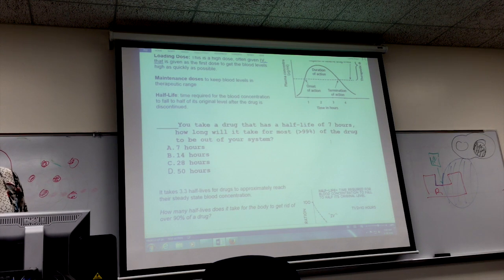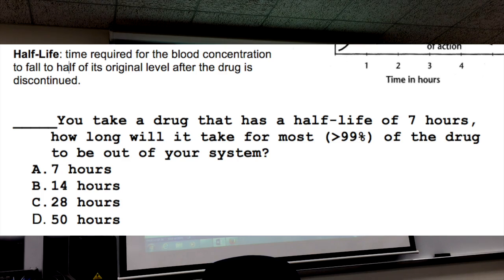I'm going to come back to bioavailability in a second, but I want to talk about half-life. Half-life is the time required for the blood concentration of a drug to be half the level it was when you stopped the drug. Okay, so here's a question. You take a drug that has a half-life of 7 hours. How long will it take for more than 99% of the drug to be out of your system? Is it going to be 7 hours, 14 hours, 28 hours, or 50 hours?